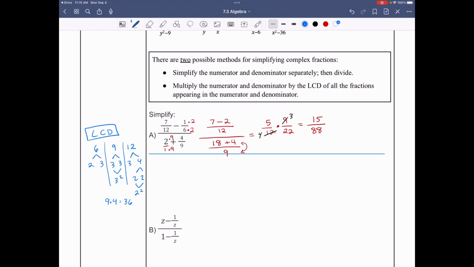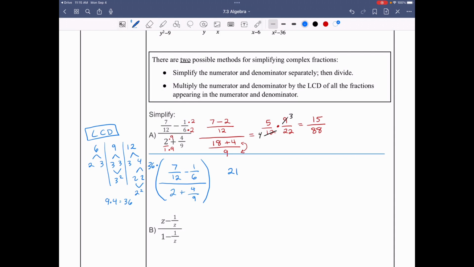All right, so I'm going to multiply everything times 36. Let's just rewrite the problem. 7/12 minus 1/6 over 2 plus 4/9. I'm going to multiply by 36. Everything gets multiplied by 36. When we do that, if we multiply 36 times 7/12, the 12 and the 36 cancel. 12 goes into 36 3 times. So 3 times 7 is 21.